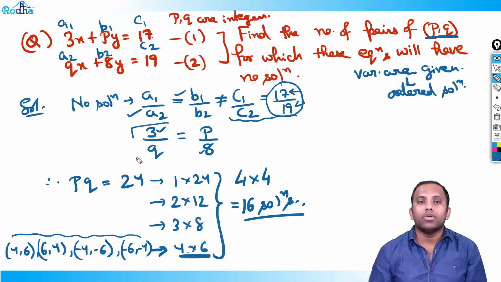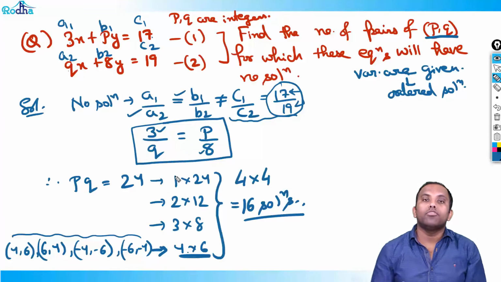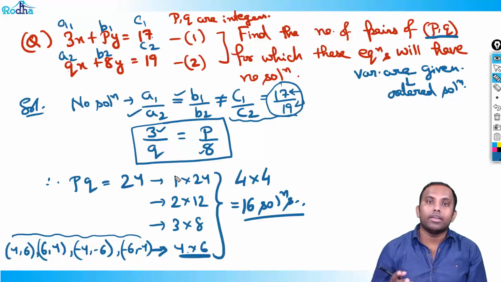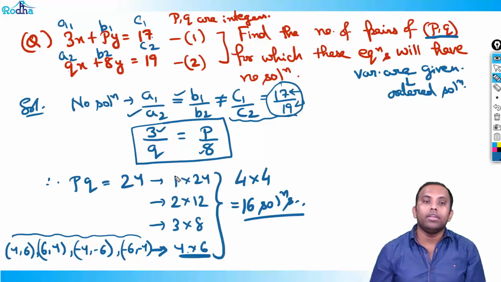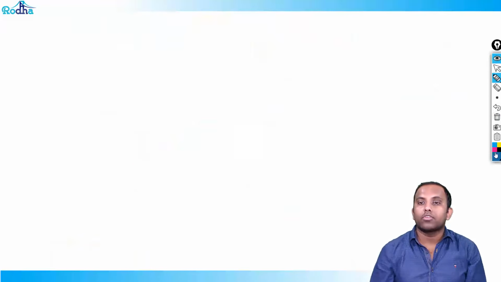Simple: 3 by q is equal to p by 8. p into q is 24. There are 4 ways of writing. One way will give me 4 solutions in integral and ordered, right? Both combined, so integral and ordered, 4 solutions. So total 4 into 4, 16 solutions. That is the answer. Correct? Okay. Now, next concept here.